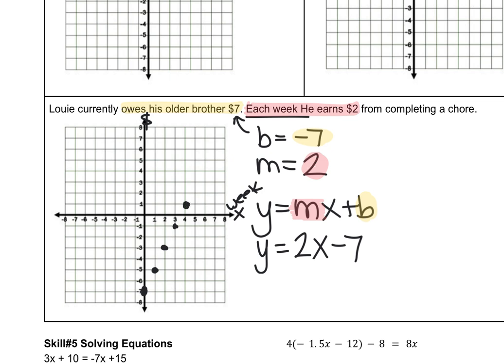Now I have $1, that's my own. $2 more, 1 more week. Now I have $3. Not in debt anymore. Up 2 over 1. Up $2 more to the right 1 week. We would connect this with a straight line. That would be my equation.